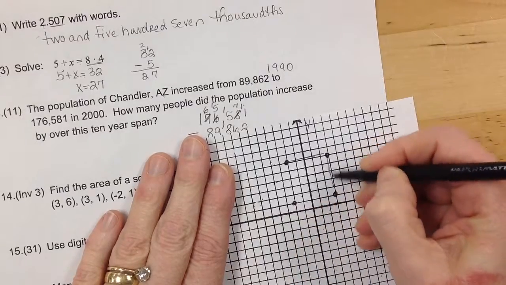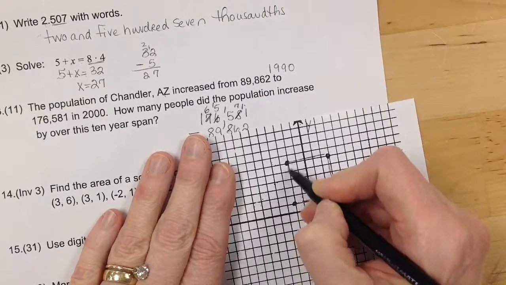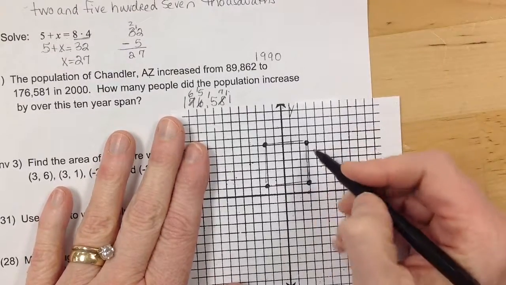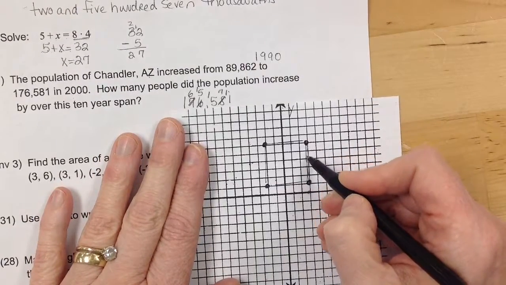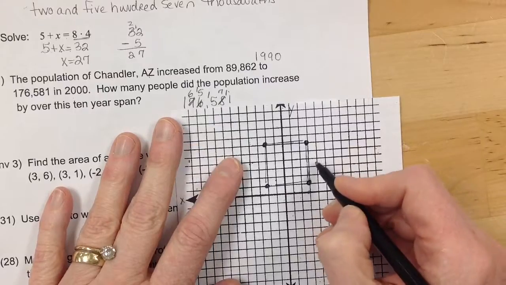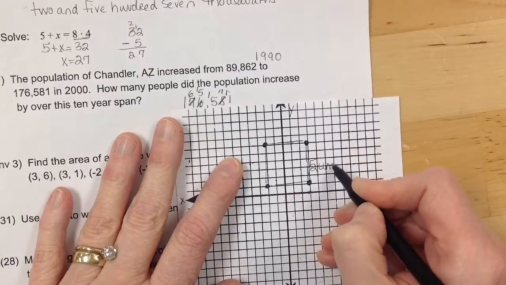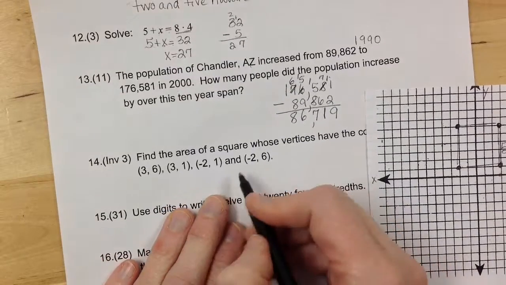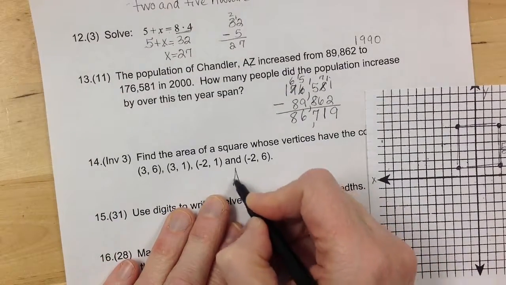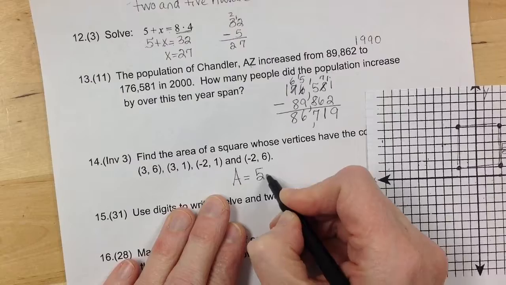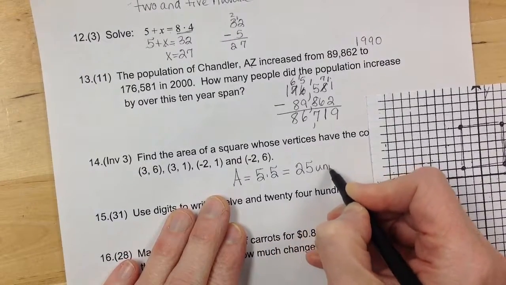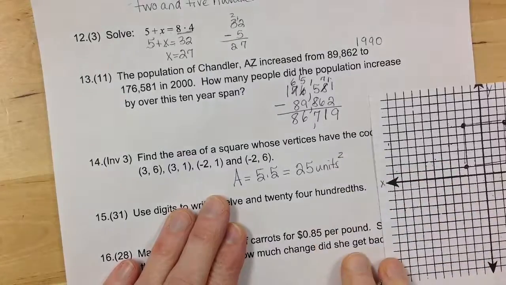Now we need to know what the side of that square is. And we can count our units on any of the sides, because we know all the sides are the same. So we've got 1, 2, 3, 4, 5 units as a side. And we'll go back to our paper, because the area of a square is equal to side times side, which is 25 square units.